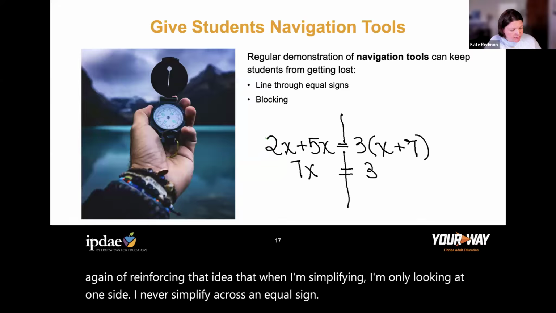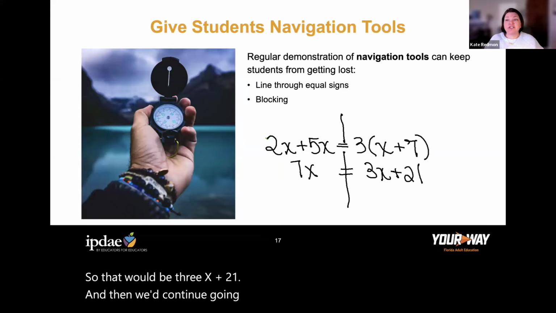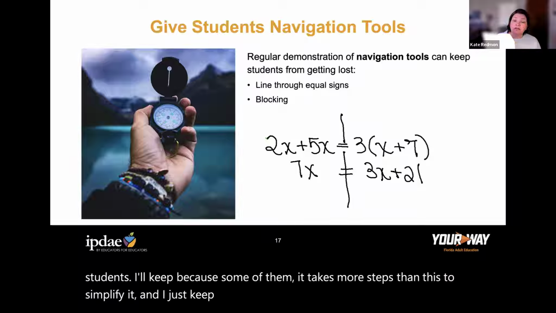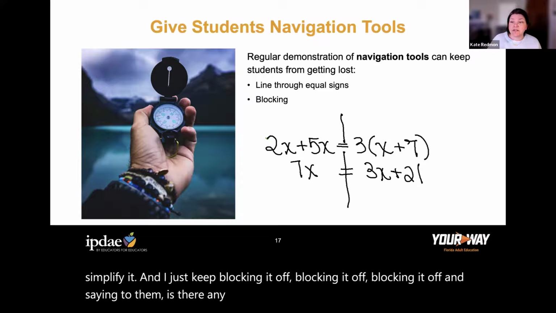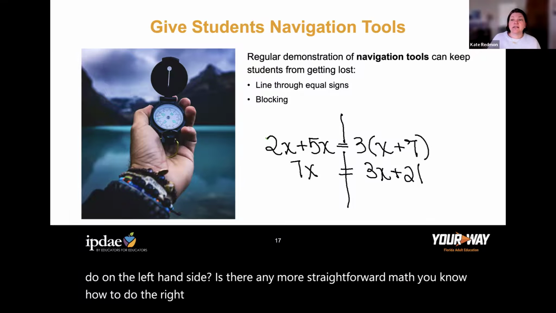So yeah, that would be 3x plus 21. And then we'd continue going from there. And I just keep doing that to my students. Because some of them, it takes more steps than this to simplify it. And I just keep blocking it off, blocking it off, blocking it off, and saying to them, is there any other straightforward math you know how to do on the left-hand side? Is there any more straightforward math you know how to do on the right-hand side? And it's not until they say no that we move on to that next wisdom principle.